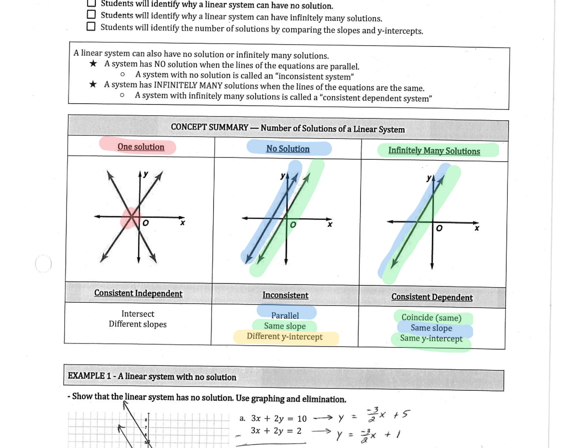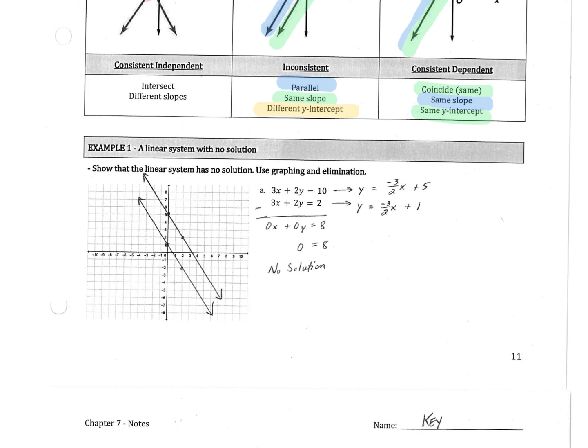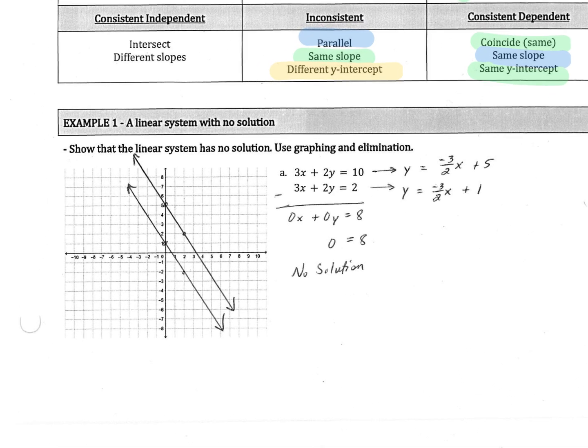We're going to look at what we will see when we're solving, and an equation may have no solution or infinite solutions. So here's the first example. On your paper, you have 2 equations. 3x plus 2y equals 10. 3x plus 2y equals 2. The first thing I did was I solved for y. 3x plus 2y equals 10. We can subtract 3x on both sides, and then we divide by 2.